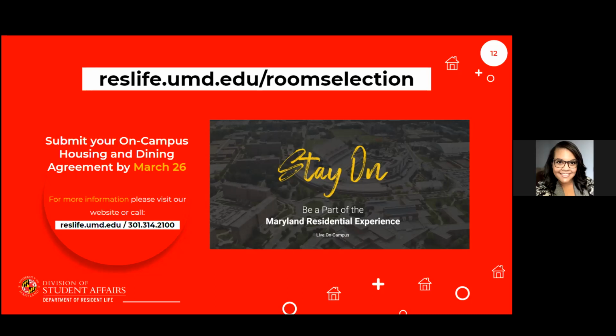We're coming up on time, so I want to get to as many questions as I can. One question is regarding the likelihood of a sophomore being able to secure an apartment or suite. Can anyone speak to the probability of sophomores getting into those spaces?